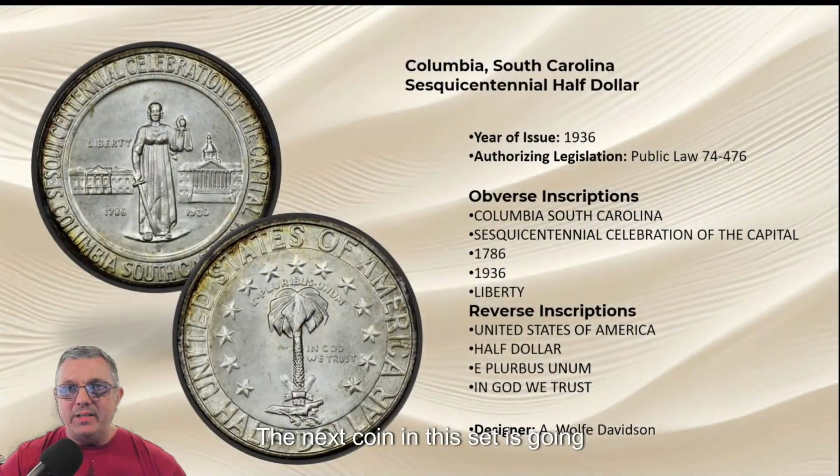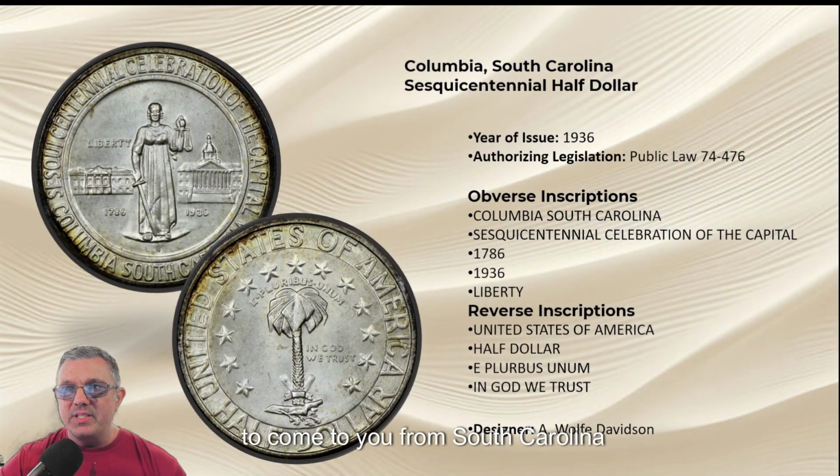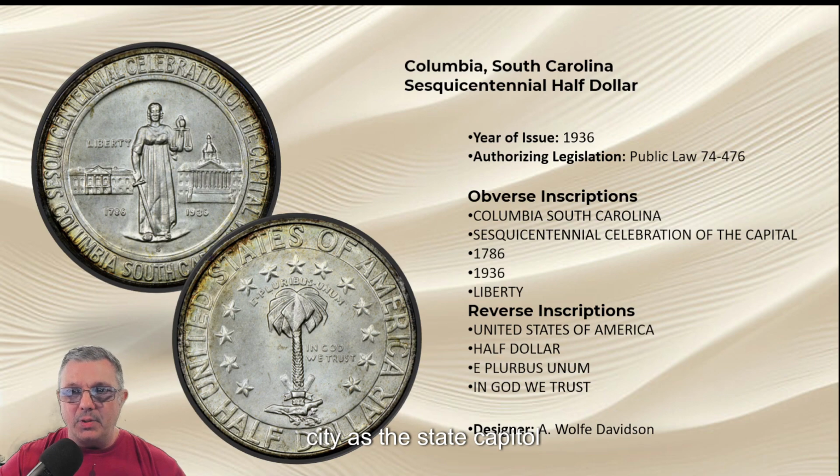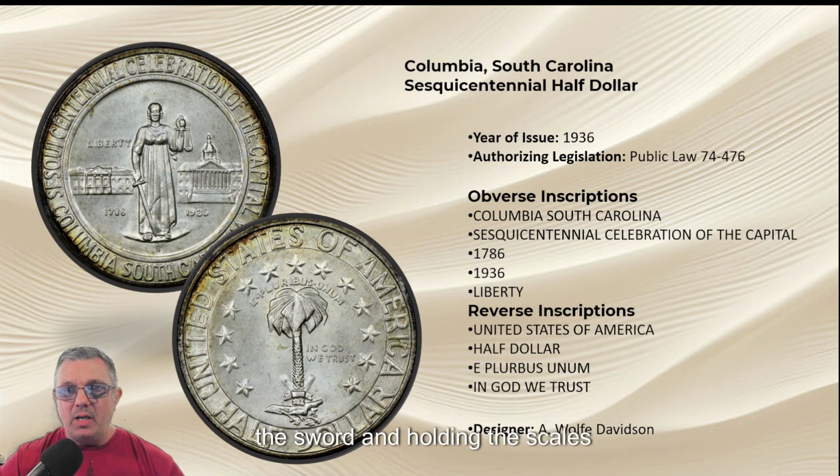The next coin in this set is going to come to you from South Carolina. It is the Columbia Semi-Quincentennial, the 150th anniversary of this city as the state capital. On the obverse you'll see Justice. You're going to see her there with the sword and holding the scales. And then you'll see the old and the new versions of the Capitol building. And then if you flip that over, you're going to have the representation of the palmetto tree. And you're going to see the ribbons and the stars that also represent that.